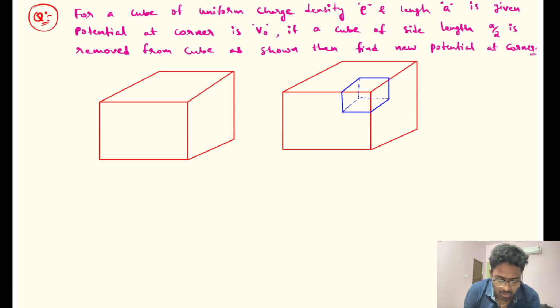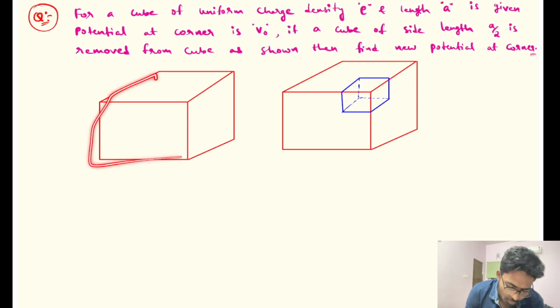In this first question, they are telling: for a cube of uniform charge density rho, the length is given as a, and they're telling that its potential at the corner is V naught. Let's say for this, the uniform charge density is rho, the side length is a, and the potential at the corner is V naught.